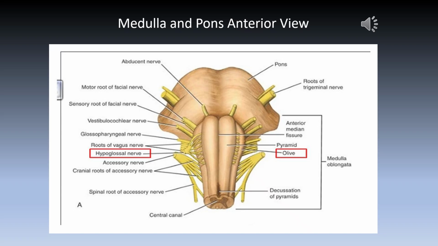Now we don't see it here because we're just looking at the anterior surface of the medulla, but we will talk about an area that is deep in the brainstem called the reticular formation. It is within the reticular formation of the medulla that we have the nuclei that control our breathing. So those are called the respiratory nuclei, the dorsal respiratory group and the ventral respiratory group. This is where we have the impulse to breathe.